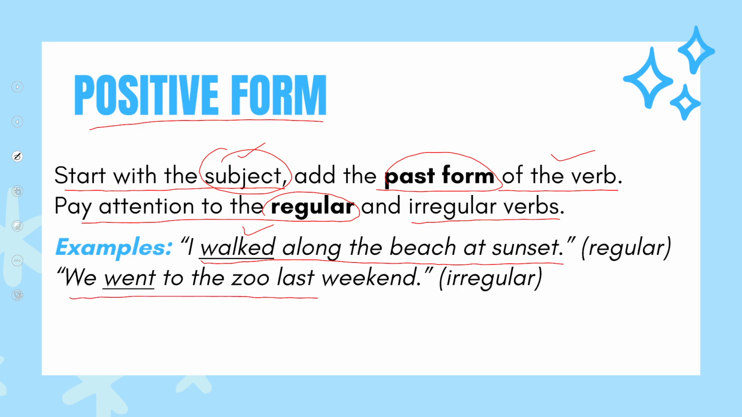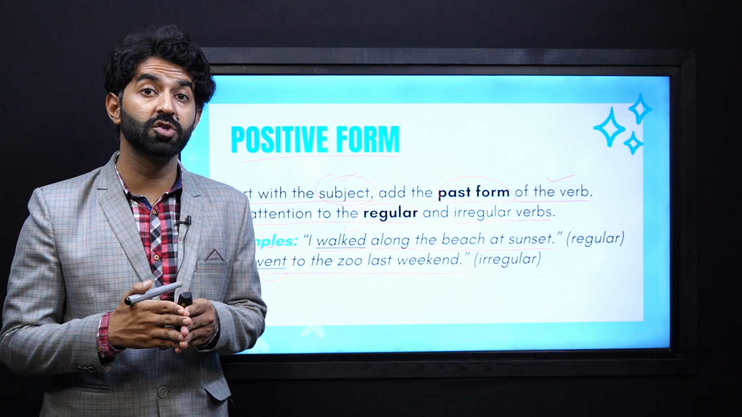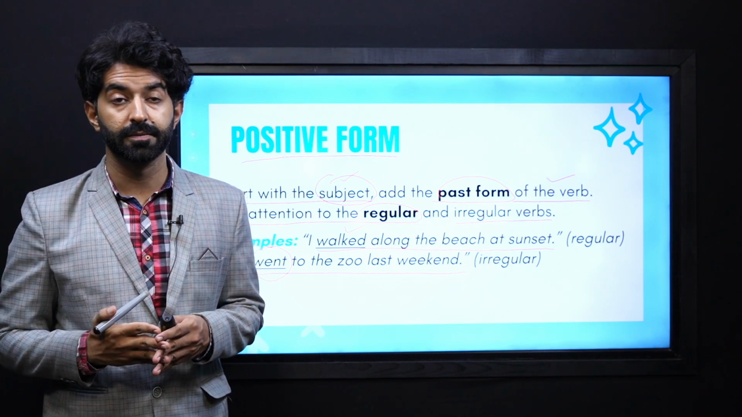We went to the zoo last weekend. Now, here the past form of go or going is went. So this again is an irregular verb because the whole word is changed into something else.